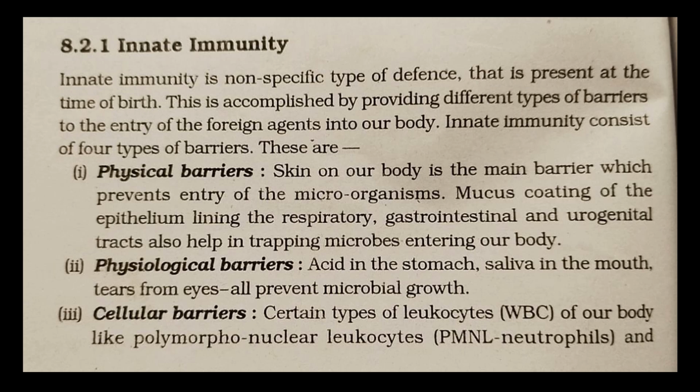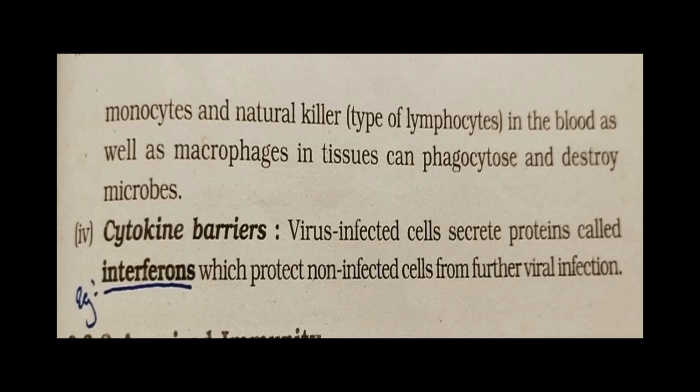Physiological barriers. Acid in the stomach, saliva in the mouth, tears from the eyes all prevent microbial growth. Cellular barriers. Certain types of leukocytes (WBC) of our body, like polymorphonuclear leukocytes (PMNL), neutrophils, and monocytes, and natural killer type of lymphocytes in the blood, as well as macrophages in tissues, can phagocytose and destroy microbes. Cytokine barriers. Virus-infected cells secrete proteins called interferons which protect non-infected cells from further viral infection.